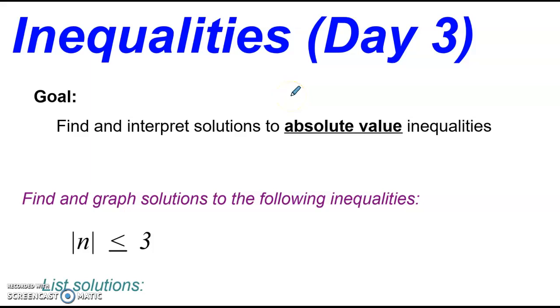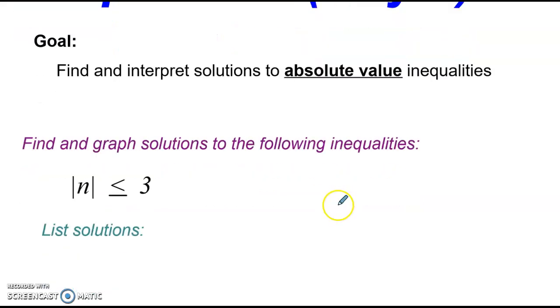Okay, we come now at last to what I consider to be the trickiest part of this chapter, and it's finding and interpreting solutions to absolute value inequalities. If you recall, absolute value, like you see right here in these bars, always represents a value that is positive. It really is a way of measuring how far a number n is from zero.